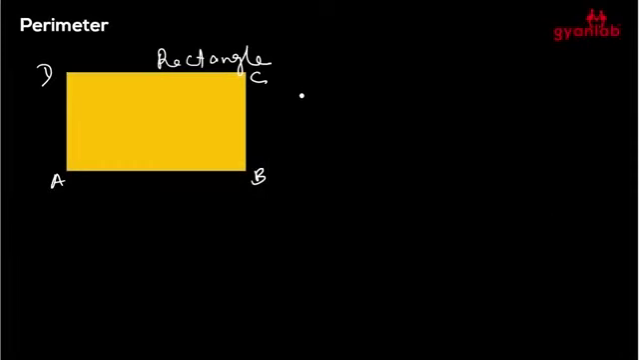In this video, we will learn about the perimeters of different geometric figures. Here we have a rectangle ABCD and we know that the perimeter of any closed figure is equal to the sum of length of all of its sides.